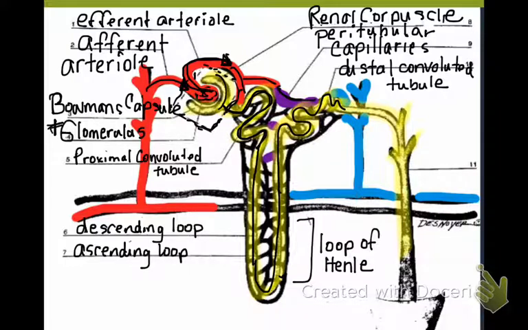The last thing that we have to label on this diagram is that all of these different nephrons coming from different parts of the renal cortex feed into the collecting tubule.